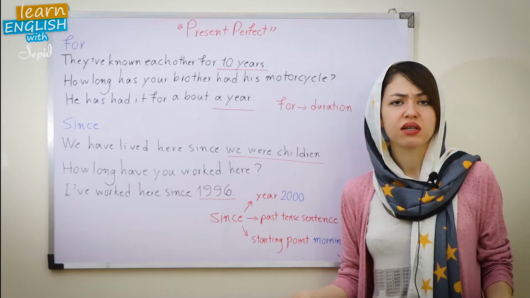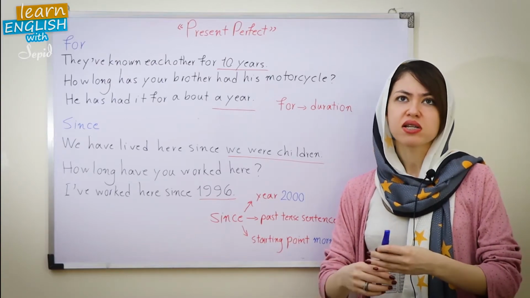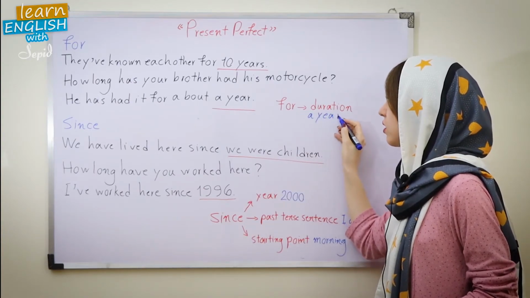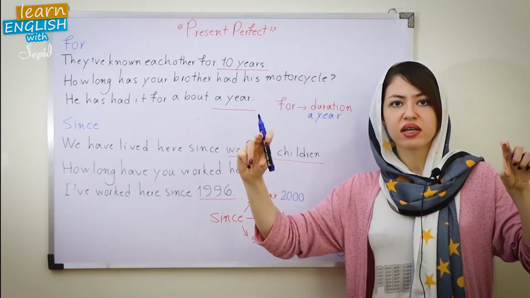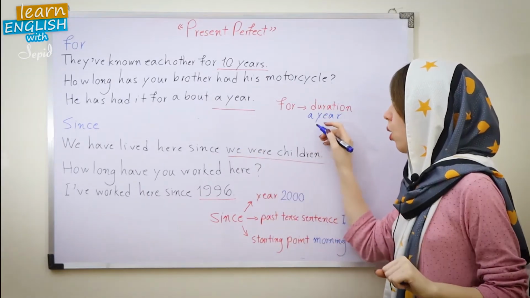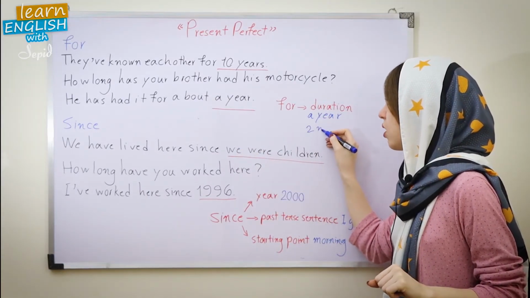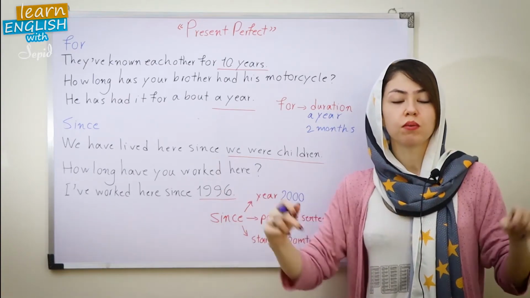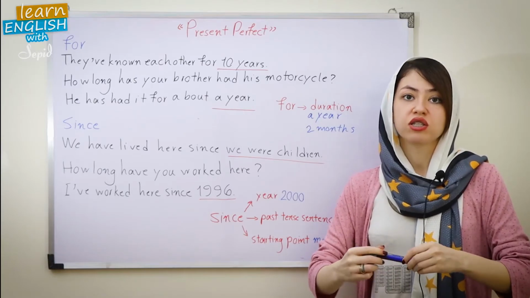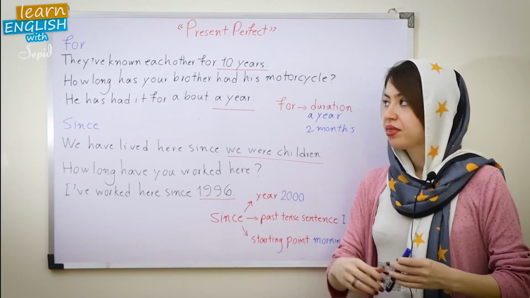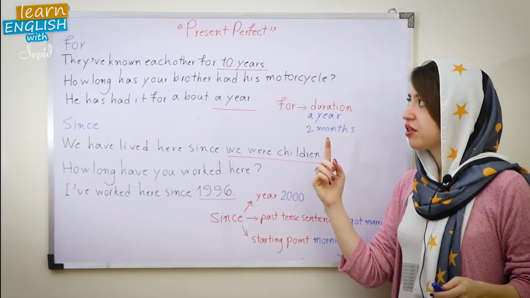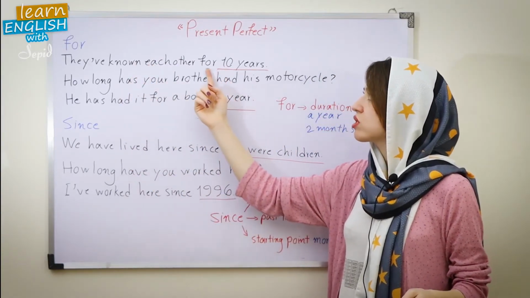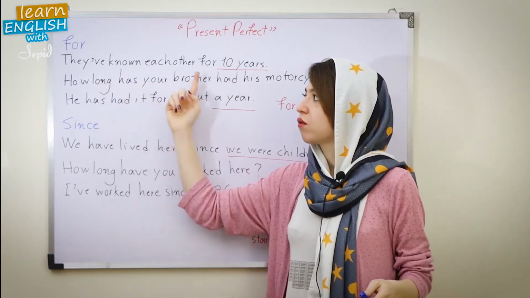So what do I mean by duration? For instance, for a year, okay? It means during 1 year. Or for 2 months. So, during 2 months. This shows the duration of the action. Now, according to this, we've set some examples here and we've used for in present perfect form.